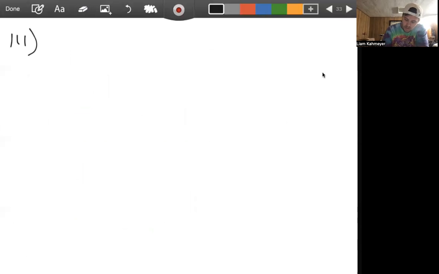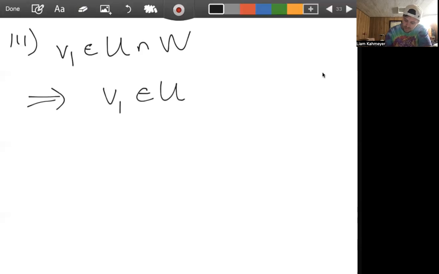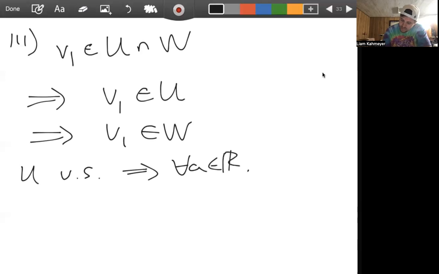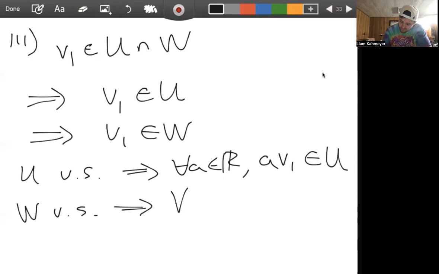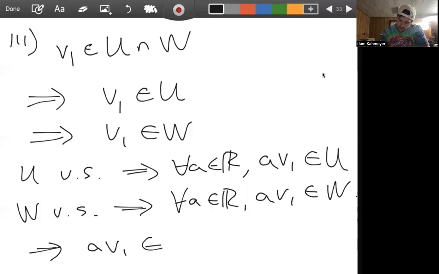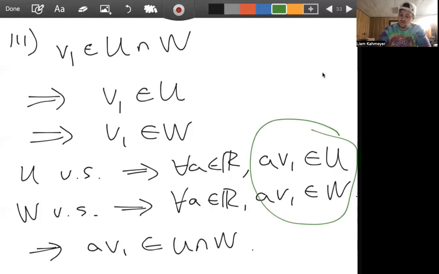Lastly, what about scalar multiplication? Let V1 be an element of U intersect W. This implies that V1 is an element of U, and this also implies that V1 is an element of W. But U is a vector space, which implies for all A in R, A V1 is an element of U, and W is a vector space, which implies that for all A in R, A V1 is an element of W. Well, this implies that A V1 is an element of U intersect W, because we've shown that A V1 lives in both U and W.